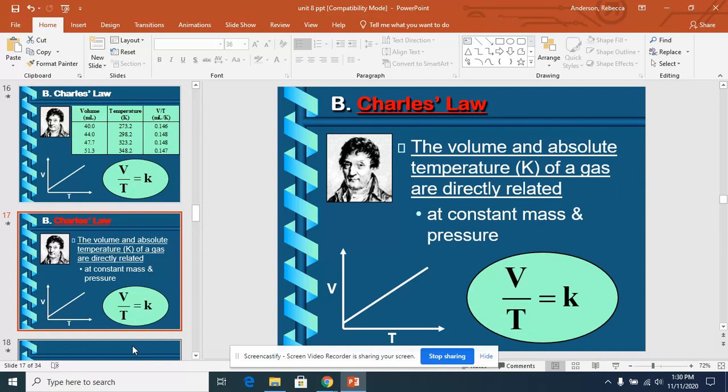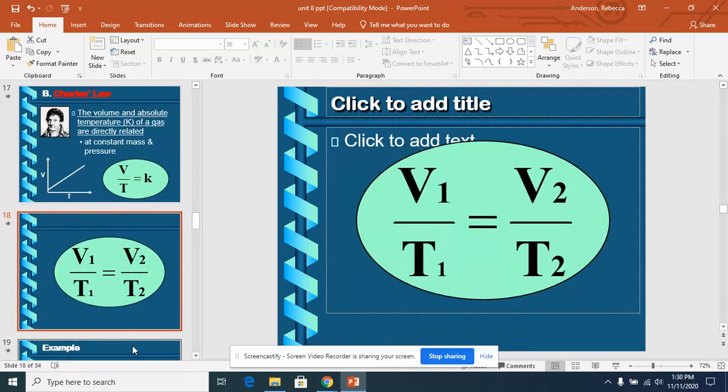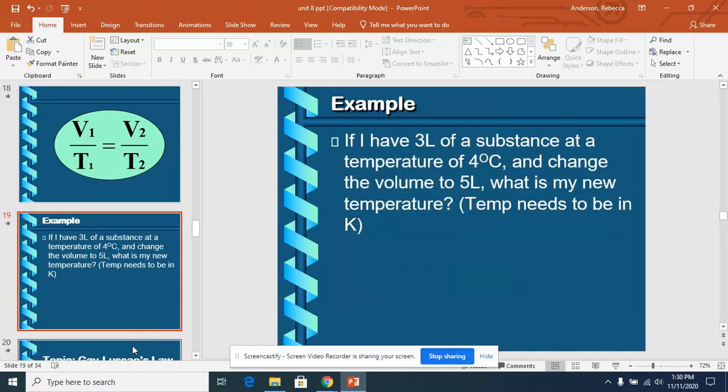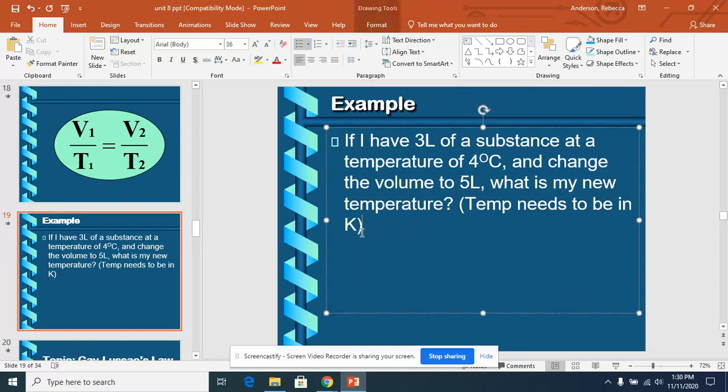The volume and absolute temperature, or Kelvin, of a gas are directly related. So if your volume goes up, your temperature goes up. If your temperature goes down, your volume goes down. So the same thing happens to both. And that gives us our formula, V1 over T1 equals V2 over T2, which I have in your notes section already typed out for you. So go ahead and write out this example, and we will work it out together.